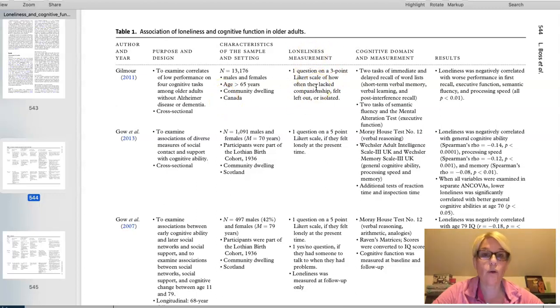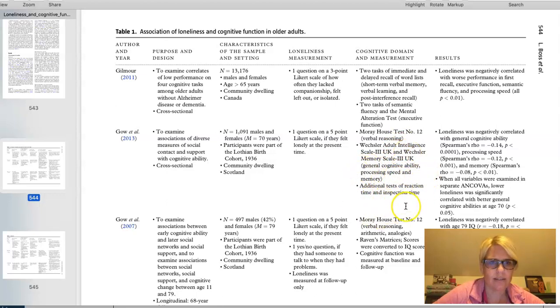Loneliness measurement: one question on a 3-point Likert scale of how often they lacked companionship, felt left out, or isolated. How did they measure cognitive domain? Two tasks of immediate and delayed recall of word lists, which measured short-term verbal memory, verbal learning, and post-interference recall. Then I went down, and for every cognitive measure they had, I listed the name of it and what it was for. So this Moray House test number 12 is for verbal reasoning.